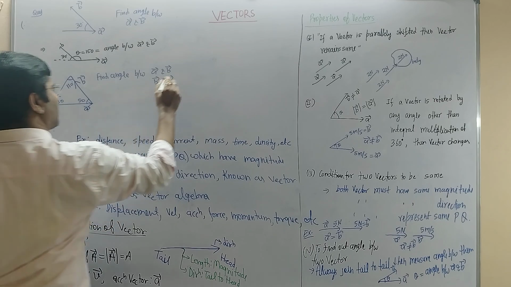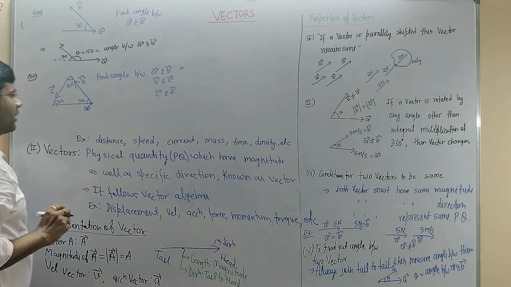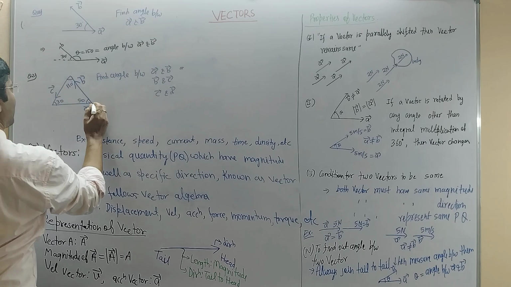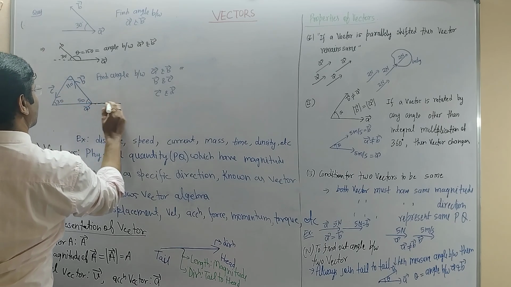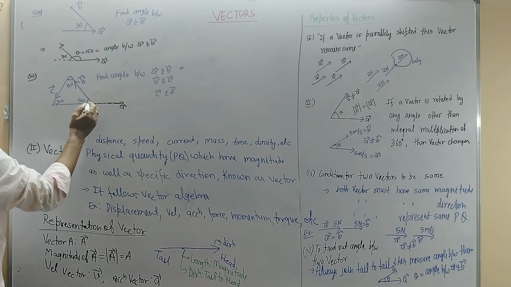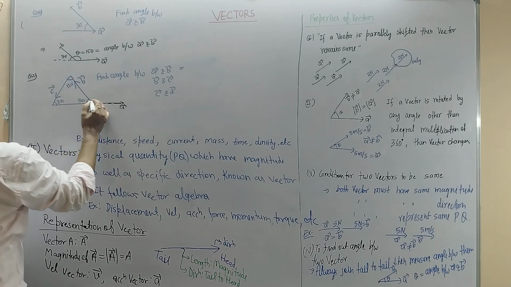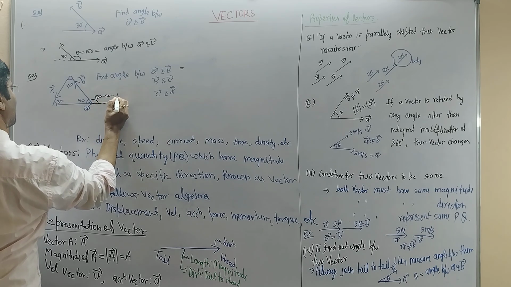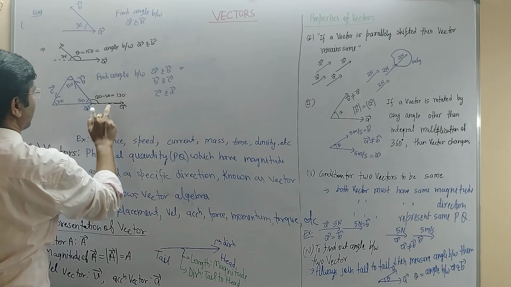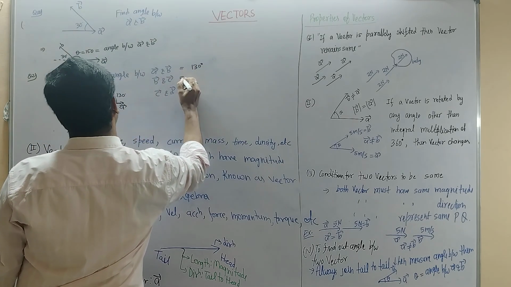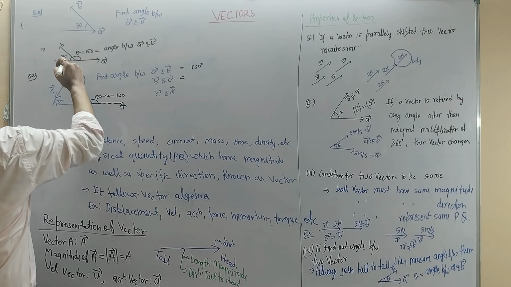We will remember the concept: always try tail to tail. So this is vector A, this is vector B. I will draw vector A here. Now vector A and vector B are coinciding at this point, so we can measure this angle. This angle is 180 minus 50, 130. So the angle between vector A and vector B is 130 degree.